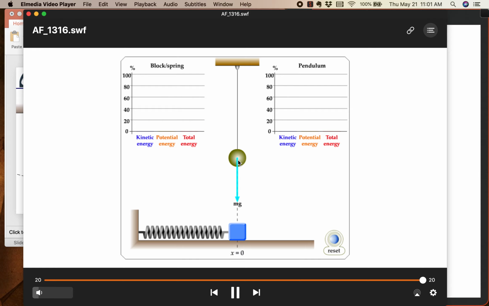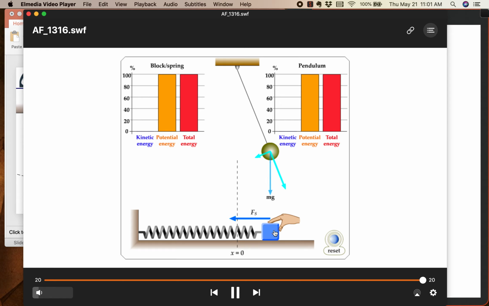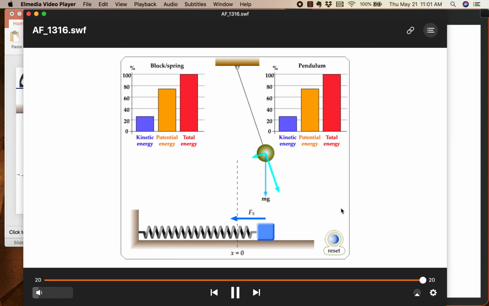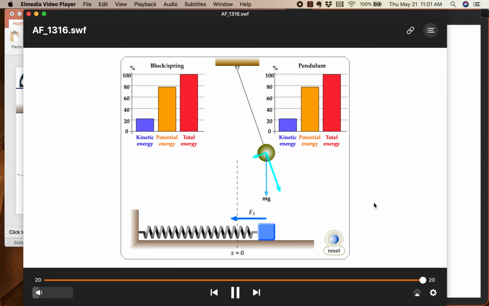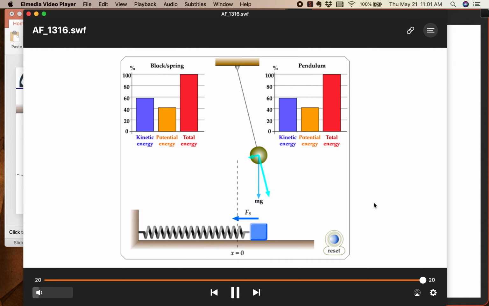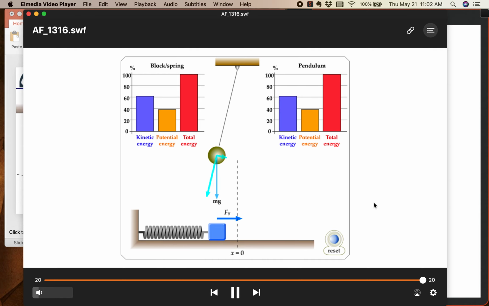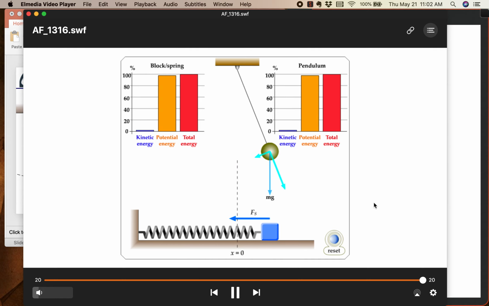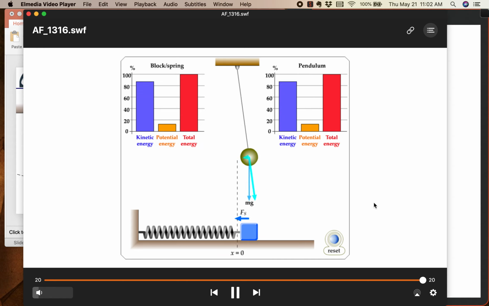So here we have a pendulum and a mass on a spring. And to see that their motion is very similar, we can pull the pendulum and the mass back and then let them go. And you can see that as the pendulum swings back and forth, that's very similar to the motion of the mass on the spring. Both the spring and the pendulum draw their mass back to an equilibrium point. And there's also a back and forth exchange of kinetic energy and potential energy.